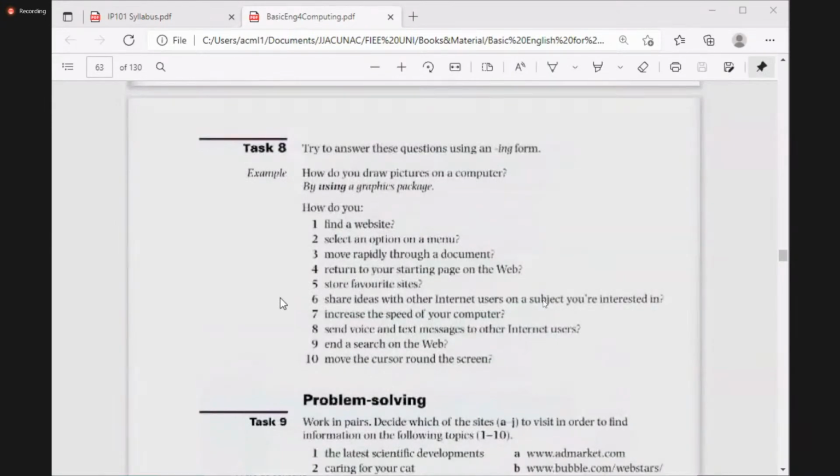One way to use the ing is right after a preposition. For example, here, the use of the preposition by. How do you draw pictures on a computer? By using a graphics package. How do you find a website? By, we can say, by using a search engine. For example, Google. How do you select an option from a menu? By using a mouse.